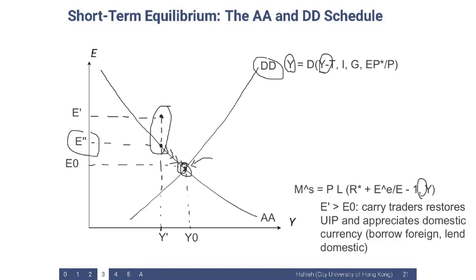Okay. Once we are on the AA schedule, there is a feedback effect at play. You can see this because, obviously, there's a Y here, and a Y here, and a Y here. So what's going to happen over time, as you can imagine, is that our equilibrium point will start to move towards the DD schedule until we reach our initial starting point in the first place.